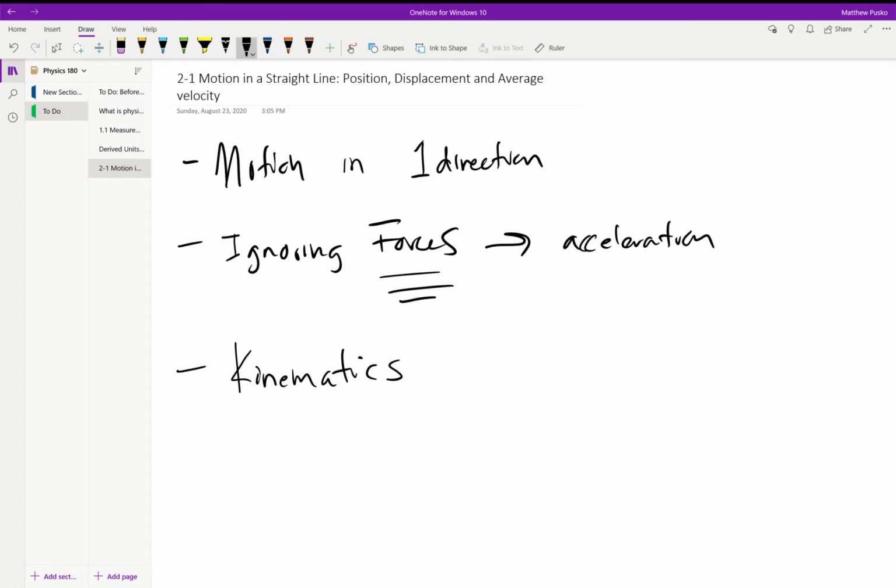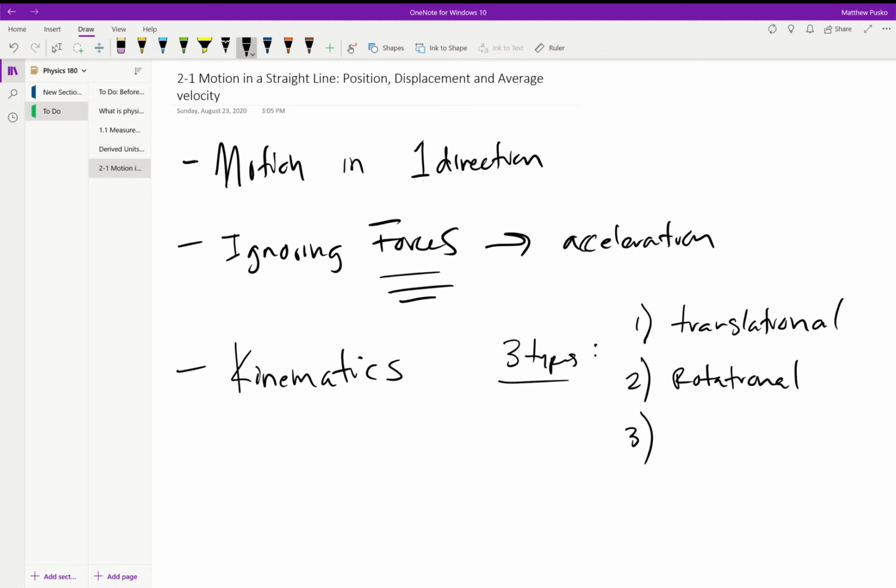We're going to start in one dimension, and we're going to call that a straight line. When things move, we can categorize it into 3 types of motion, typically. One would be the translational motion, which is mainly what we're going to be studying at first. Then we'll introduce rotations, and then we'll look at vibrations or oscillations.